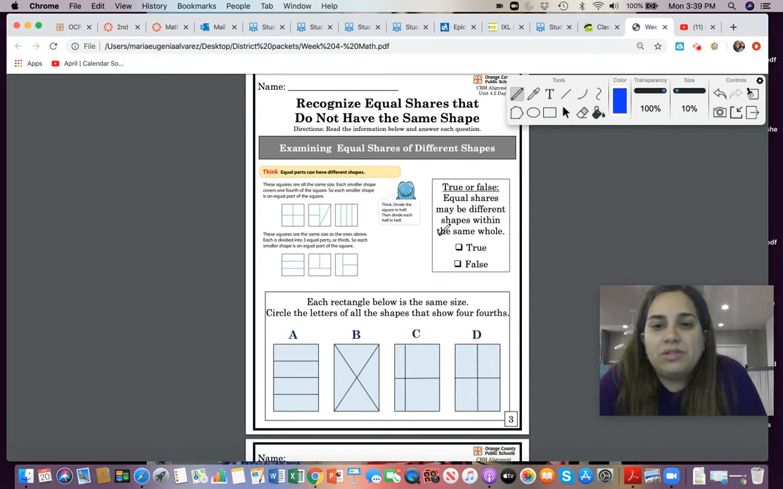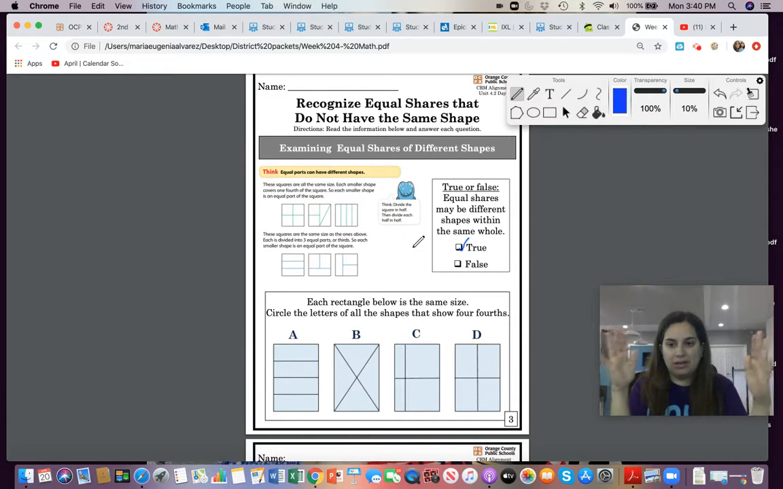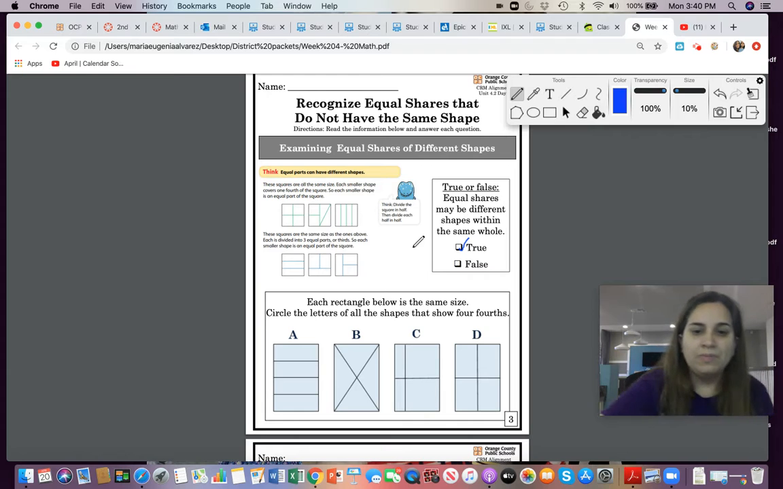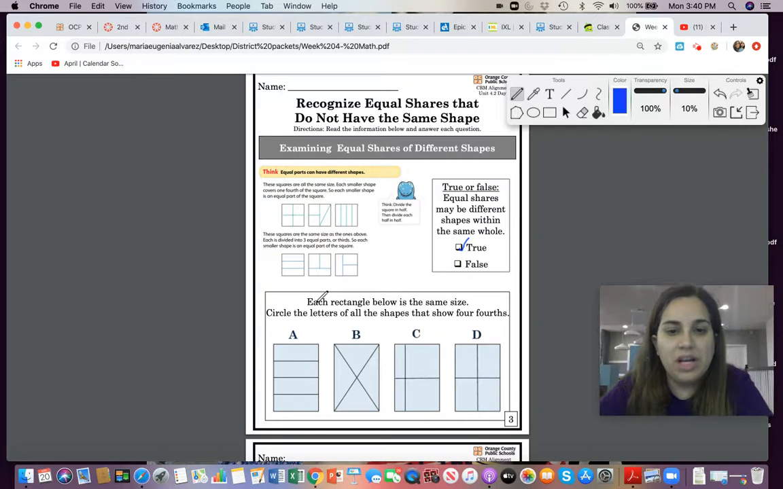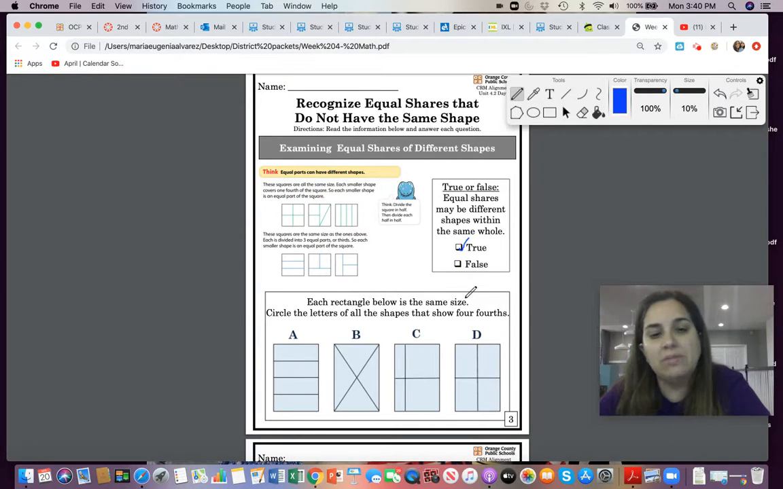So equal shares may be different shapes within the same whole, and that is true. And we could see that here. Different shapes within that same big square or big whole. That is very true.